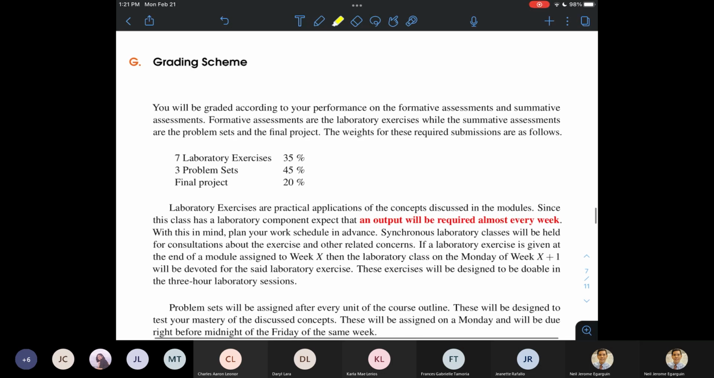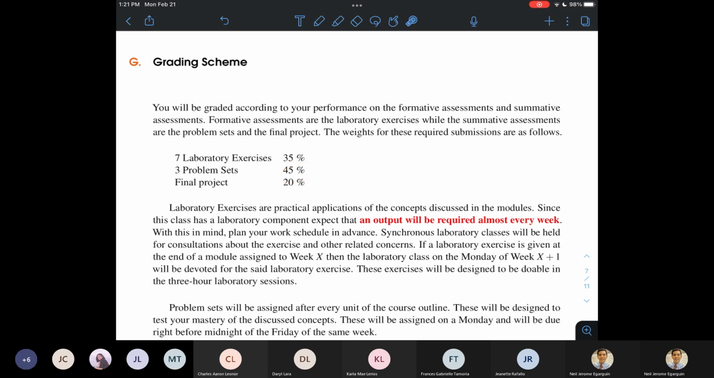Okay, grading scheme. So meron tayong, as proposed, 7 laboratory exercises. Medyo misleading yung 7 kasi merong mga lab exercises that are broken down into 2 smaller exercises. Each exercise will be worth 50 points. So kung nahati siya sa dalawa, tig 25 lang sila, right? But each lab exercise will be worth 5%. So 35% yung total. And then we'll have 3 problem sets, 1 for each chapter.